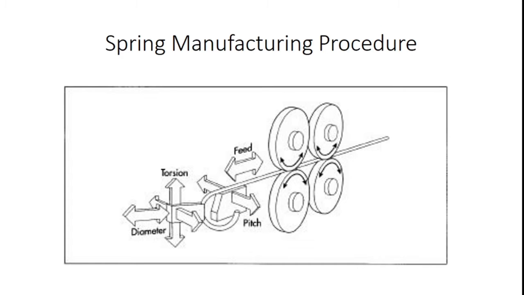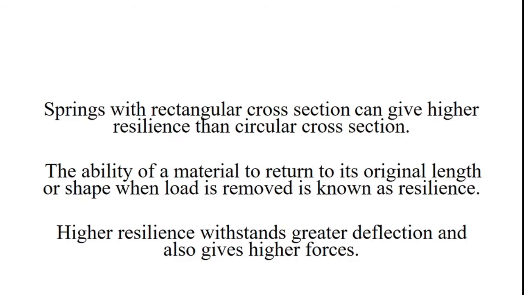Let me see what our work is. Generally, springs with a rectangular cross section can give higher resilience than a circular cross section. So why do we utilize a circular cross section only for making springs? In die utilization, rectangular springs are not used, because circular springs have lesser resilience than square or rectangular cross sectional springs.